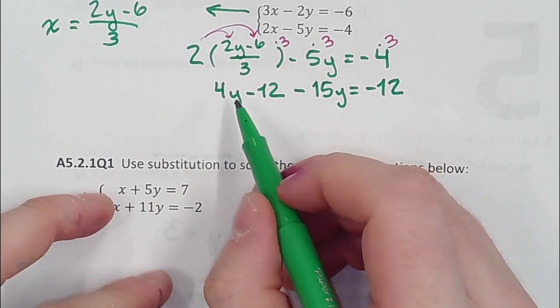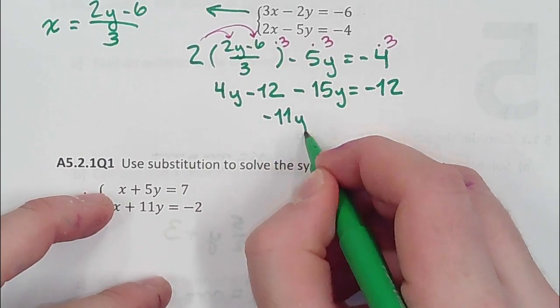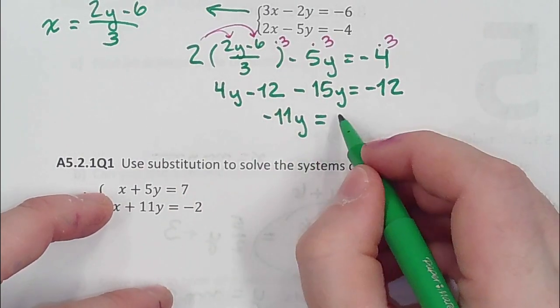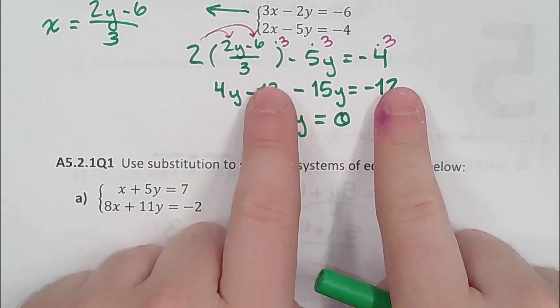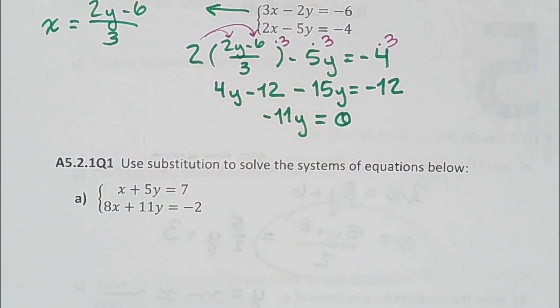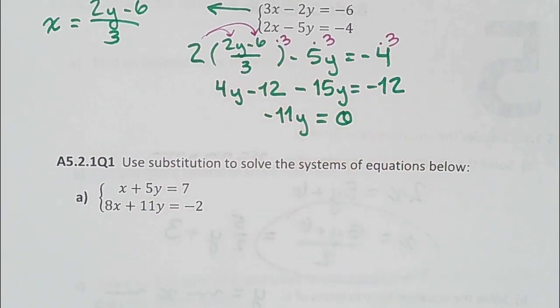Looks like I've got a total of negative 11 y's. And if I add the 12 over, I get 0. That's weird. You see, if I add the 12 over, these both go away. That's kind of odd. That doesn't happen all the time. But it's true, it's 0. This becomes negative 11 y's. That becomes 0.